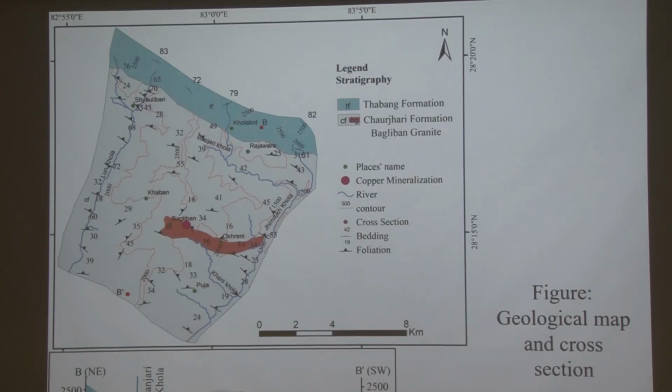And this is the geological map I prepared, where the yellow-blue color shows the Thawang formation and the grey color shows the Chaudhary formation. Baglivan granite lies within the Chaudhary formation.